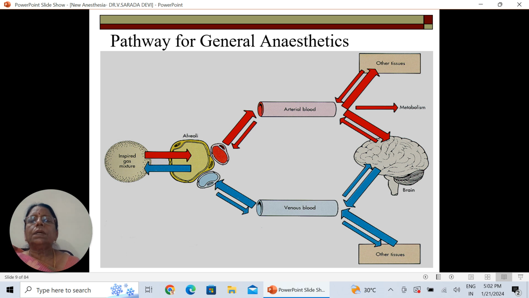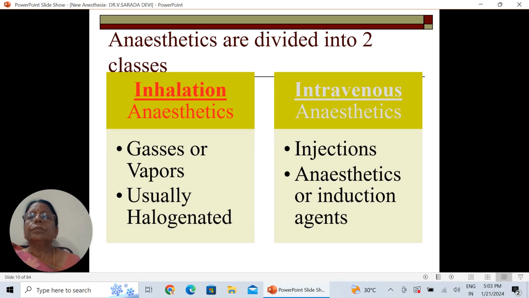What is the pathway for general anesthetics? The inspired gas mixture goes through the alveoli and then through the arterial blood and reaches other tissues. Some amount may be metabolized and some amount may reach the brain. From the brain, it again reaches, through the venous blood, other tissues, and comes to the alveoli and then to the inspired gas mixture. This is the pathway for general anesthetics.